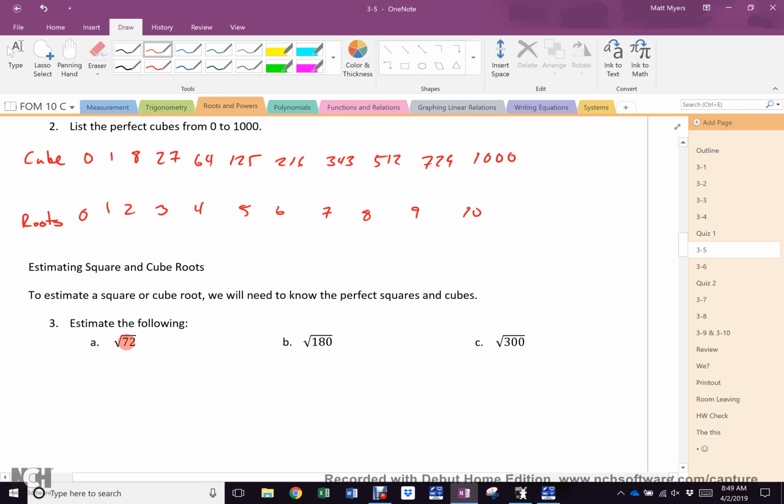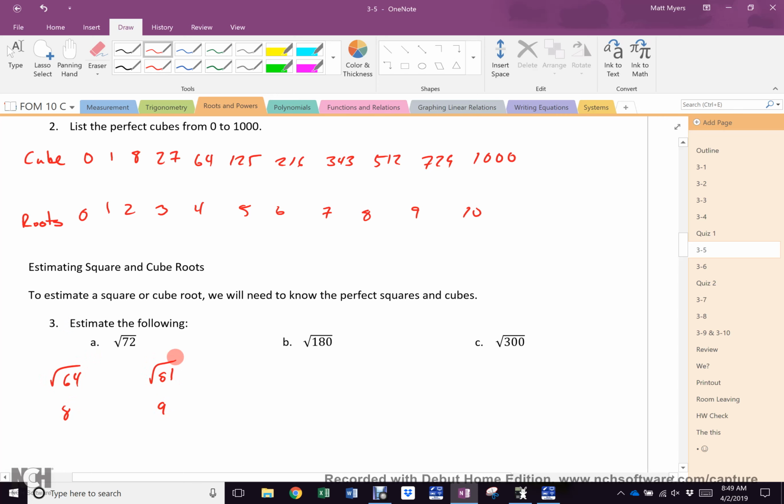The square root of 72. Is it a perfect square? No, because we just listed them all, right? 72 was not on that list, was it? What are the perfect squares that are immediately to the left and the right of 72? There's 64, which is 8, right? And there's 81, which is 9. Everyone agree? Square root of 64 is 8. Square root of 81 is 9.